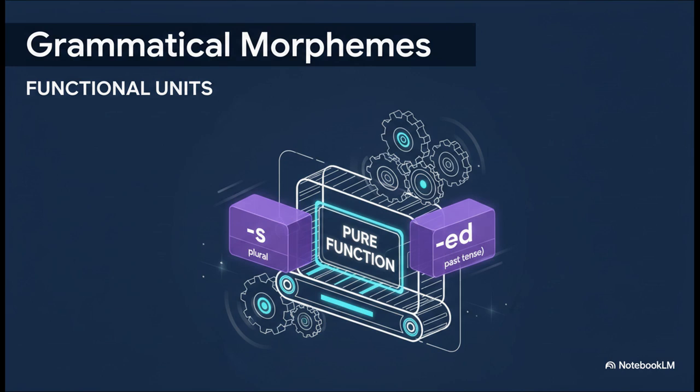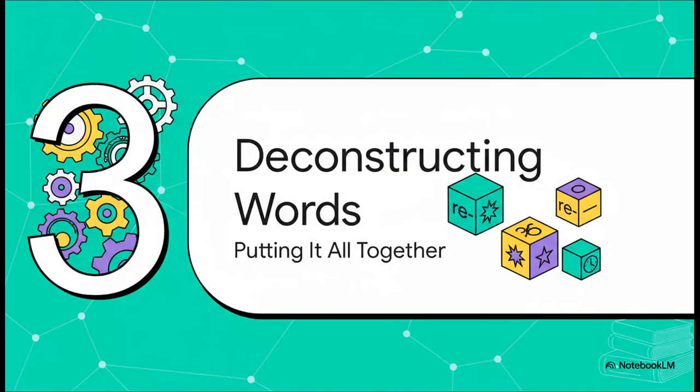And this is a really important point. Some of these pieces, like the S to show there's more than one, or the ed for past tense, their entire job is to handle the rules of the language. They aren't about creating brand new meanings. They're all about function. Okay, talk was a pretty straightforward example, but this whole system works for much more complex words too. So let's try to deconstruct some bigger words into their component parts.